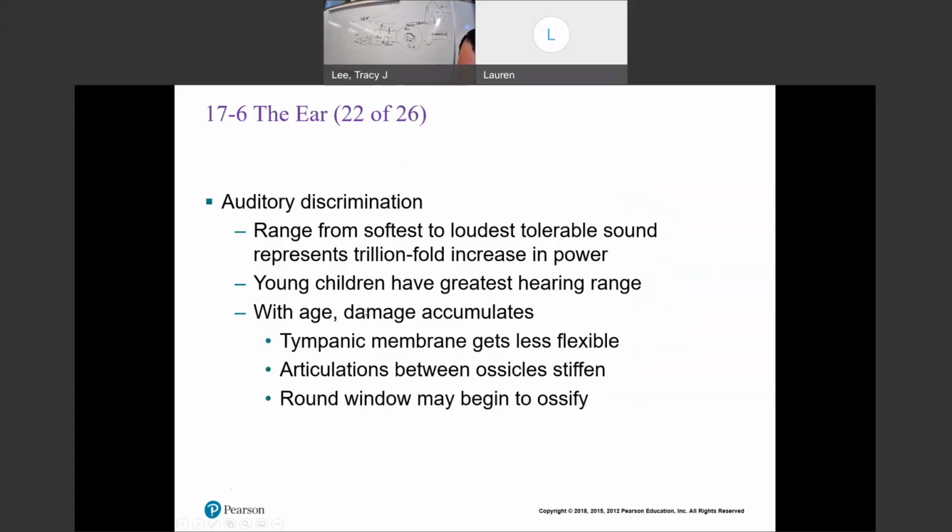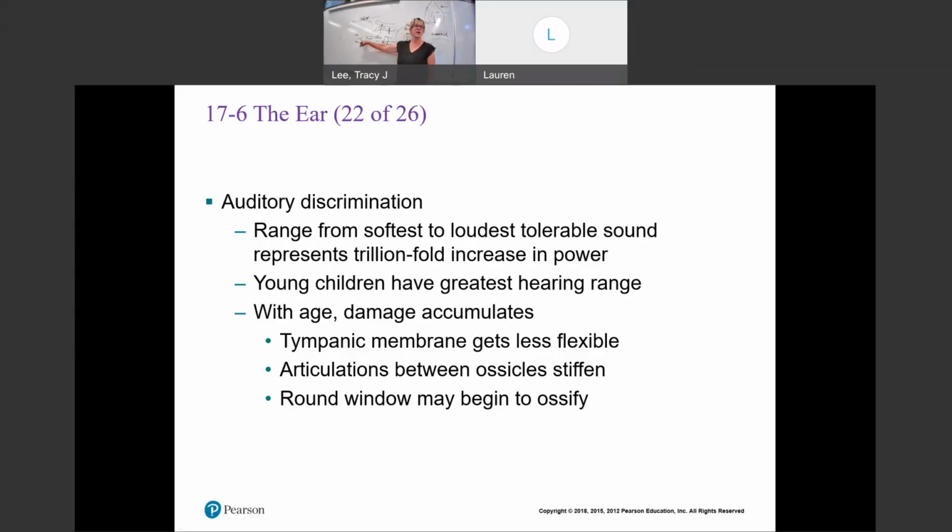All right, so how do we discriminate between sound? It depends on where the flexible location is on my basilar membrane. Not all sounds are created equal. Like I said, some tones of sound will have flexibility here. Some tones of sound will be way up high in the snail. So how do we determine it? It just depends on where flexibility is. With age, we damage those particular things.